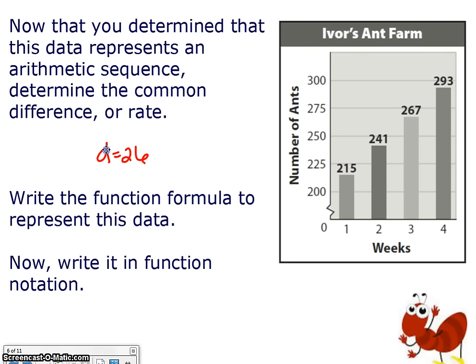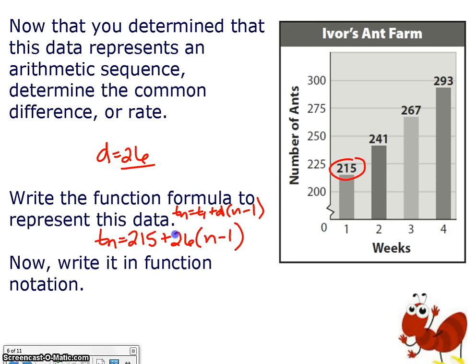Very good. So now I want you to write a function formula to represent this data, and these are where you need to start taking some notes. We know from Friday's lesson and practice today that our function formula is written as Tn equals T1 plus D times n minus 1. So if I know that I have Tn equals, what did I start with as the ants? What is my first term in the sequence? 215, very good. Plus, we determined our common difference was 26 times n minus 1. We don't know n yet. That is the number we will be looking for. So we just leave the n in the problem.